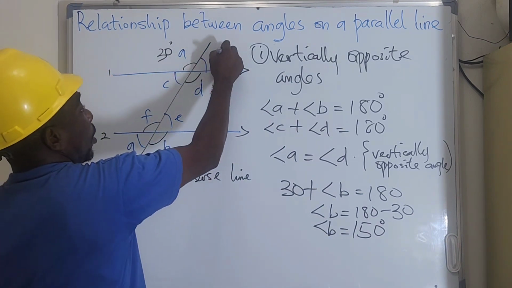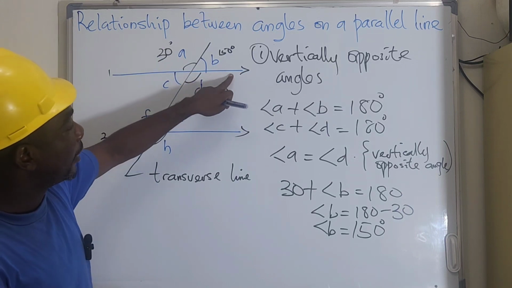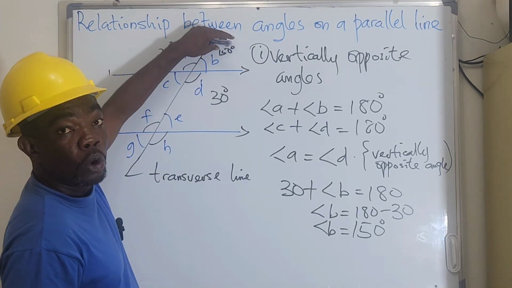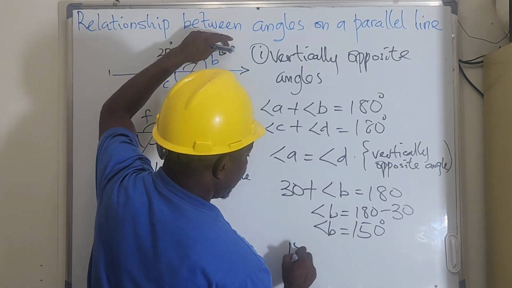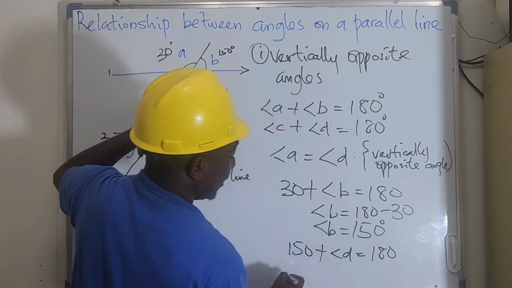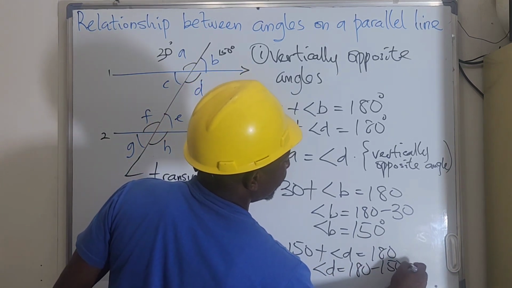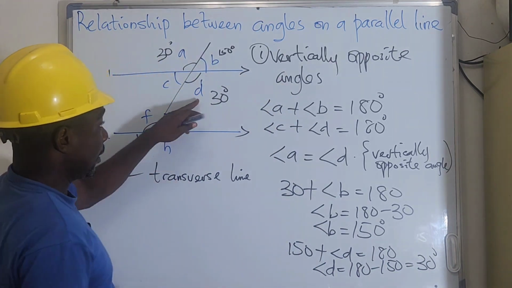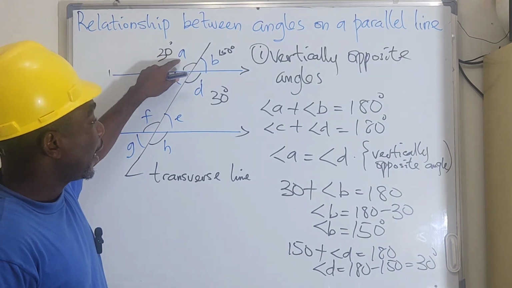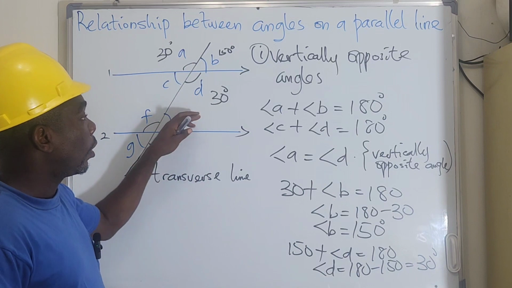So when we have this as 150 degrees, here is another straight line that cuts across this line. We also use that the angle on a straight line is 180. So 150 degrees plus angle D equals 180. So angle D here will be 180 minus 150, which is 30 degrees. And we can see that this place has given us 30 degrees. Therefore, angle A and angle D are equal because opposite angles are equal.